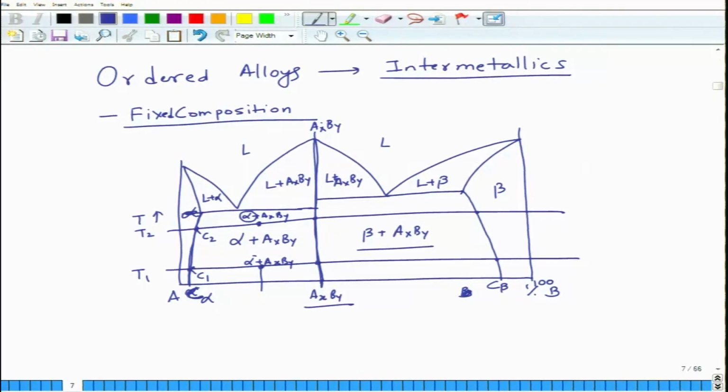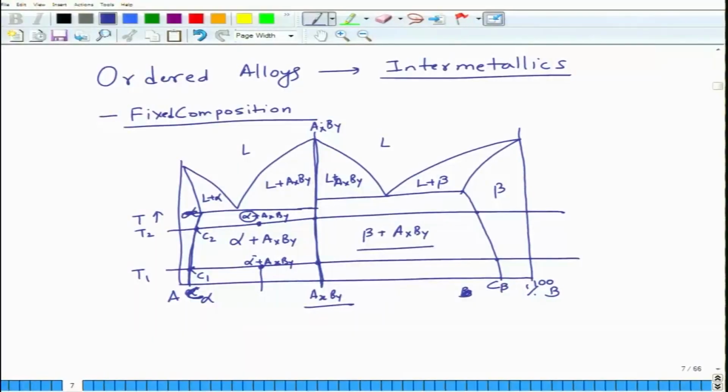This is a line compound, which means it has a fixed composition and it forms only at that particular composition. So in two-phase alloys, you will see at a composition you will have two phases, one of them may be a line compound. For example, cementite, as we see in steel. Cementite is a fixed composition thing. Okay. So in steel, that is a very good example actually.